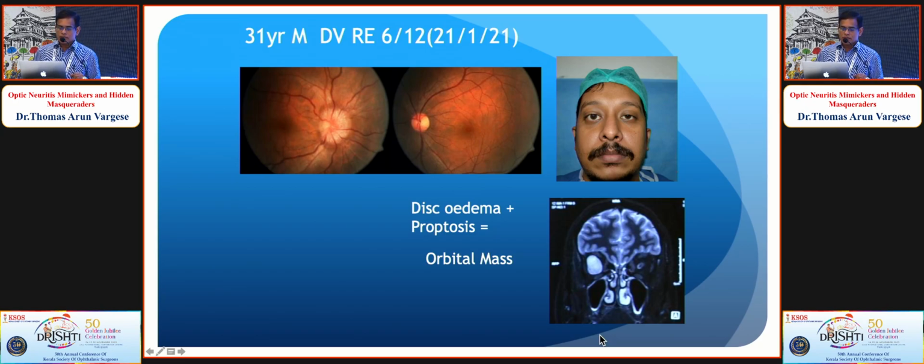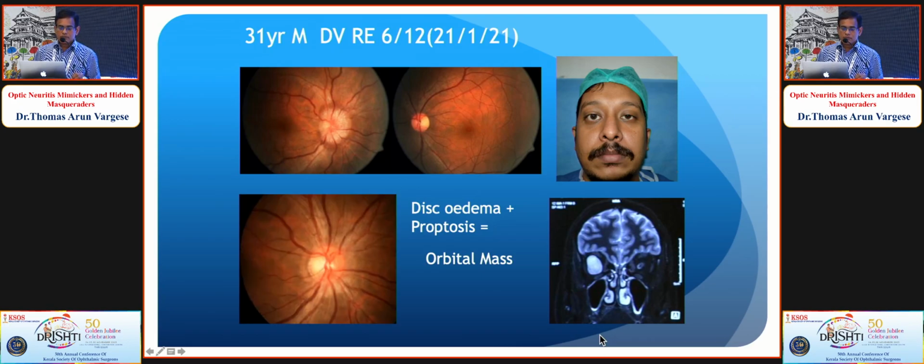And he came. You can see there was disc edema on the right side and a mild proptosis. And so disc edema plus proptosis indicates an orbital lesion, and he had a cavernous hemangioma. And Dr. Marian operated on him, and you can see he's done very well.